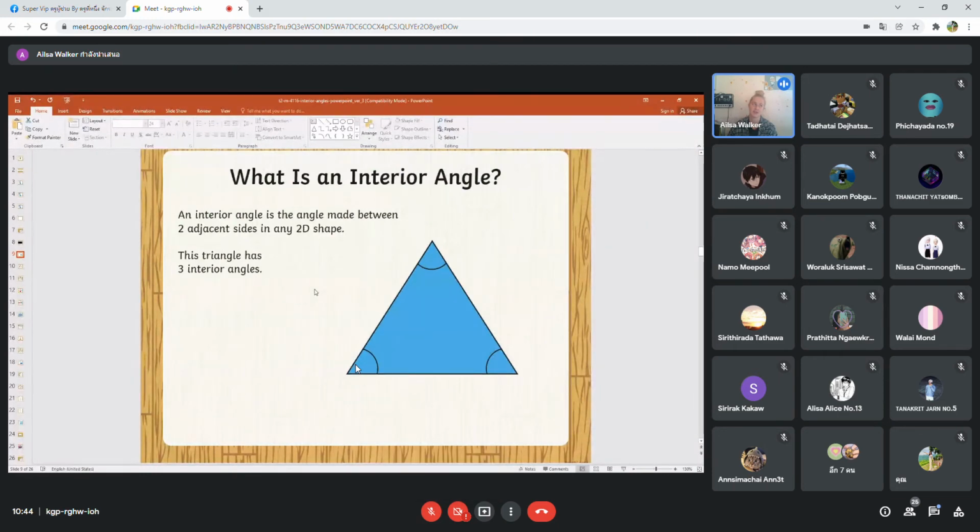You understand the meaning of interior? It means inside. Yes, inside the shape. So interior angle is inside the shape. Okay?